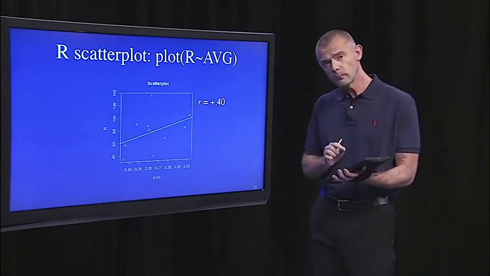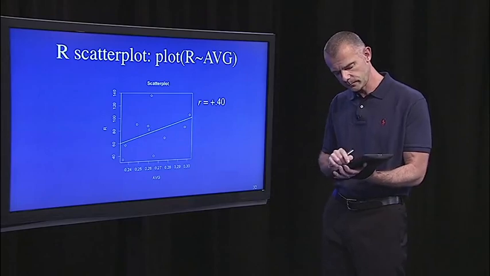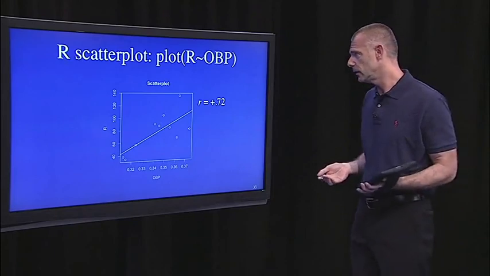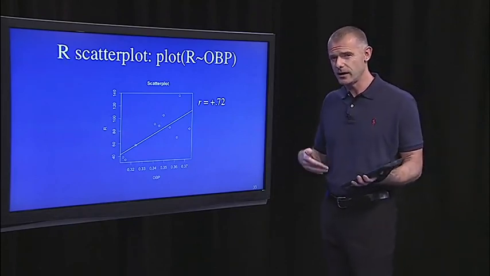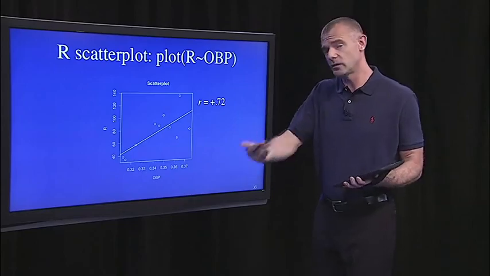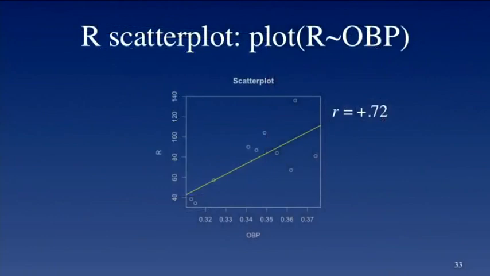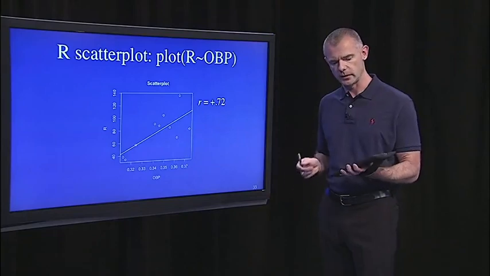But let's look at on-base percentage. Now we see a correlation of 0.72. So clearly, on-base percentage is a better indicator of someone's contribution to the offense than simply batting average. So this was a step forward for Major League Baseball in how they could evaluate players, is getting a variable that's a better predictor, and they learned that by looking at correlation analyses.